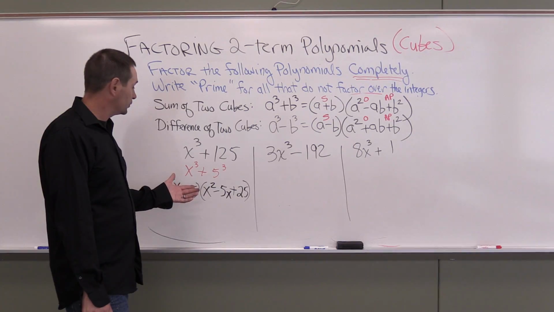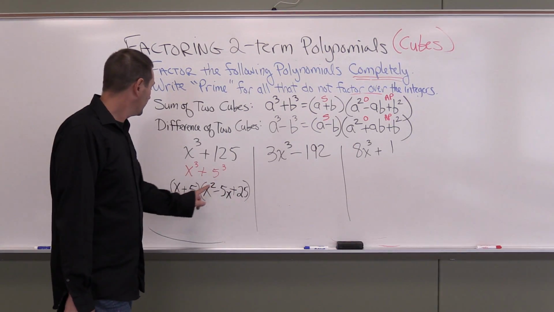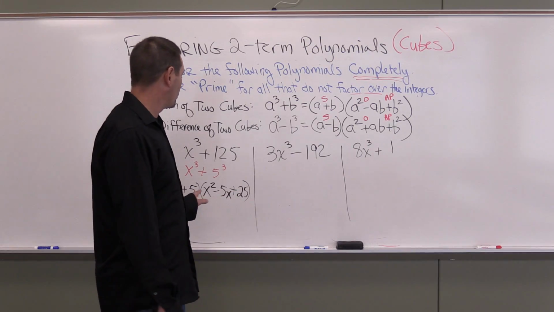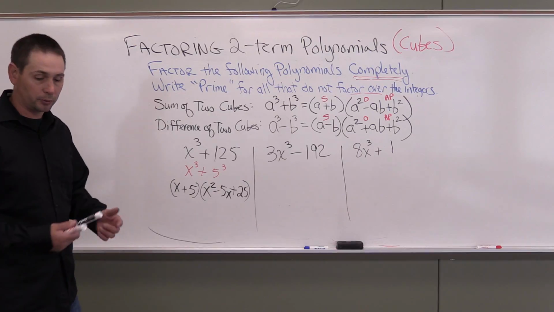Now, how do you know this is right? Well, you can go ahead and check your answer. Multiply your x all the way through. Multiply your 5 all the way through. You're going to notice a whole bunch of stuff wiping out, and you'll end up getting x cubed plus 125. Always works.